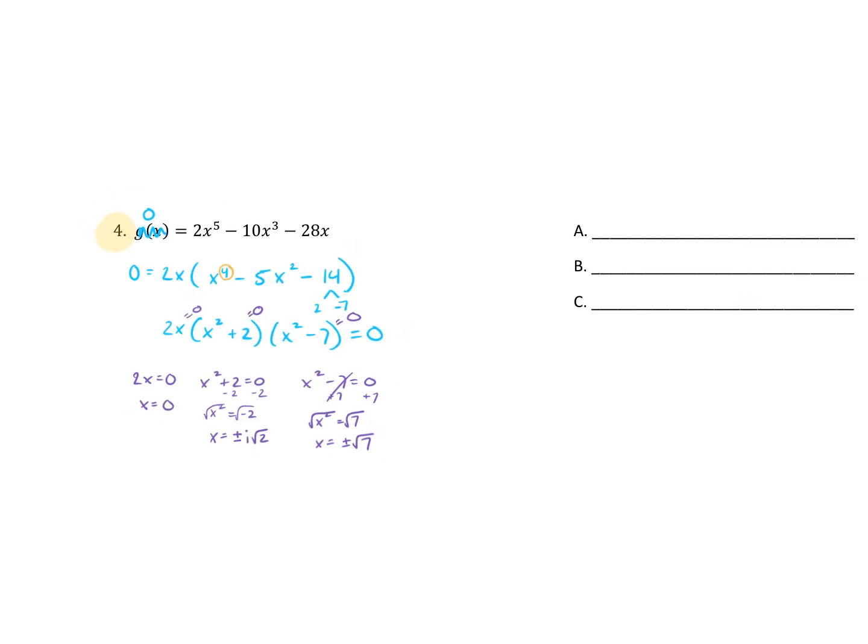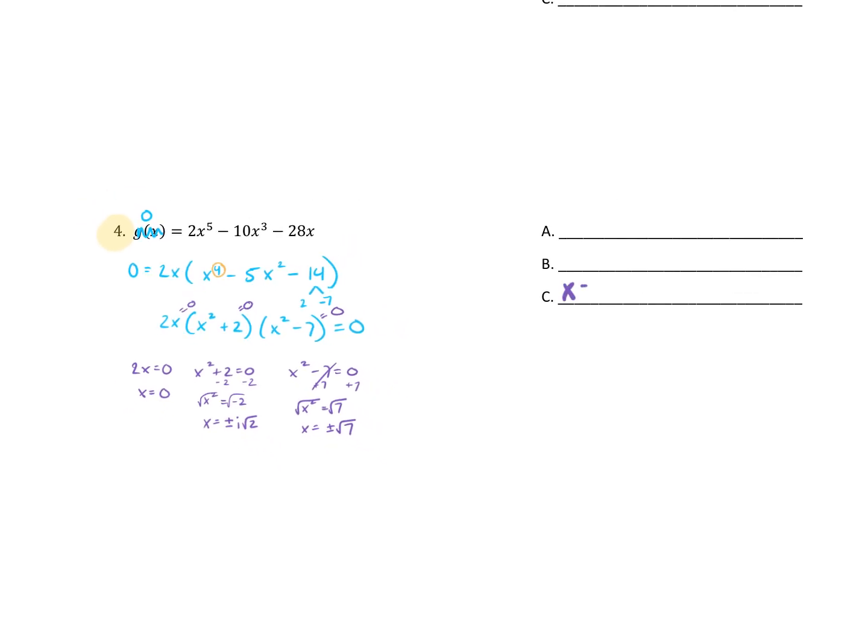So for my zeros for part C, I've got x equals 0. I'm going to write it separately just so you see all 5 answers, but you can leave it as plus or minus on the test. That's totally fine. So i square root 2, negative i square root 2, square root 7, and negative square root 7. So those were the 5 answers that we were looking for. We had x to the 5th power as our highest degree, so we knew we were going to have 5 answers, so found them all.